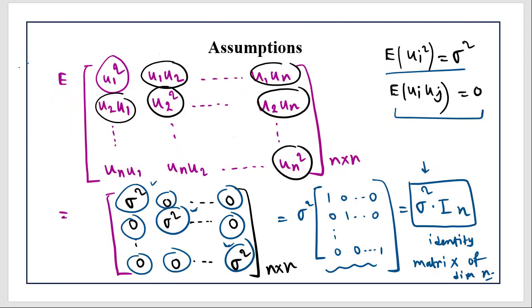So as of now, you will form this matrix, and that will help you find out the variance-covariance matrix. That can be represented simply as sigma square times the identity matrix of dimension n. That will be the variance-covariance matrix, which basically assumes both the homoscedasticity assumption and the non-autocorrelation assumption.